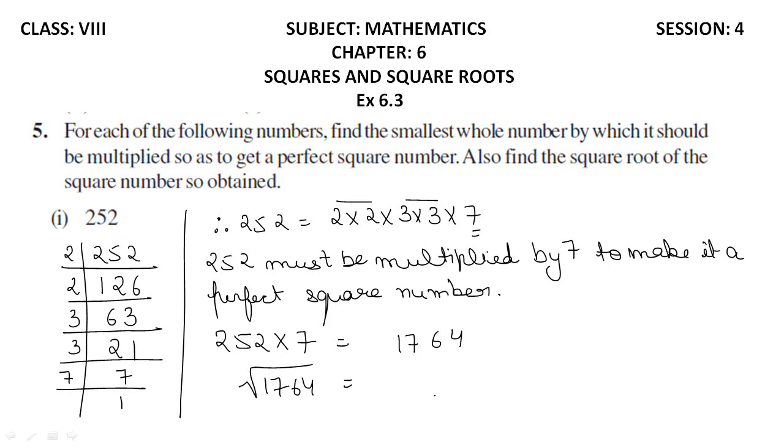So children, now you don't have to do its prime factorization again. You can simply see that 252 was 2 into 2 into 3 into 3 into 7. You are only multiplying it with 7 here. That means the square root of 1764 is 2 into 3 into 7. That means 2 threes are 6, 6 into 7 is 42.